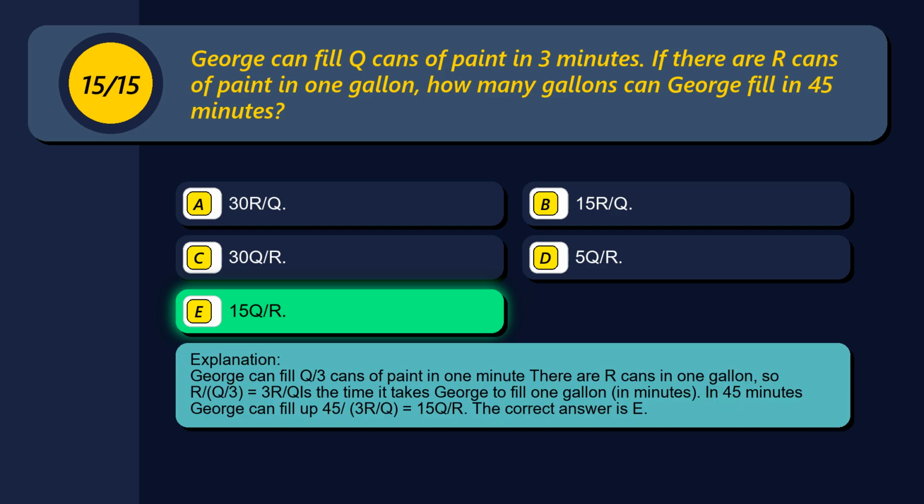George can fill Q/3 cans of paint in 1 minute. There are R cans in 1 gallon, so R divided by Q/3 equals 3R/Q, the time it takes George to fill 1 gallon, in minutes. In 45 minutes George can fill up 45 divided by 3R/Q, which equals 15 Q/R. The correct answer is E.